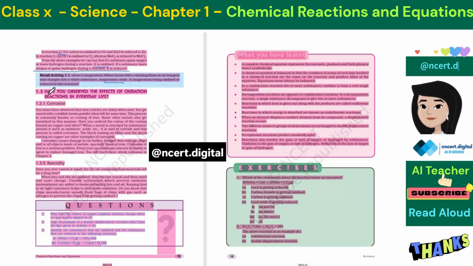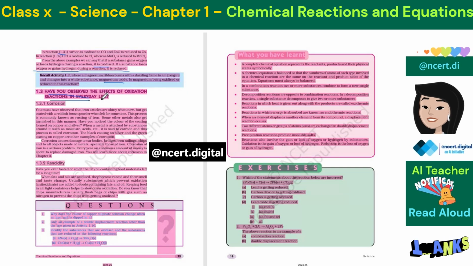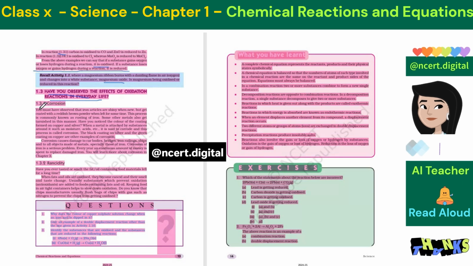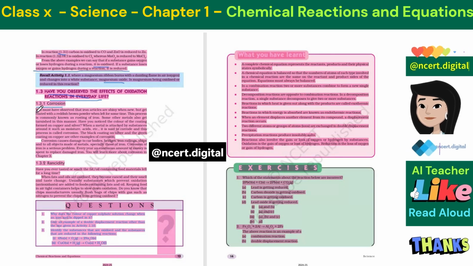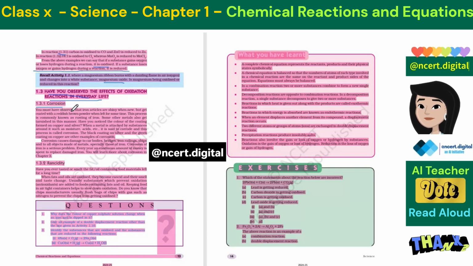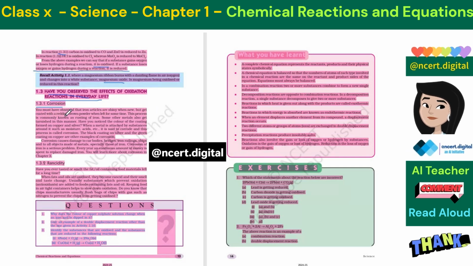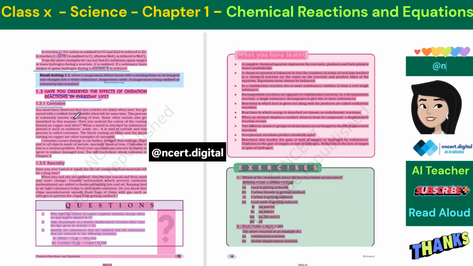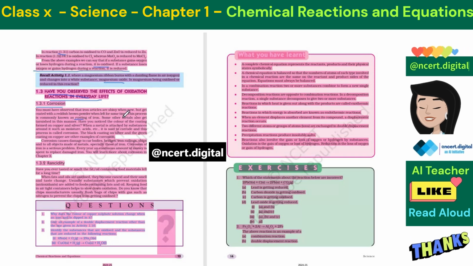1.3 Have you observed the effects of oxidation reactions in everyday life? 1.3.1 Corrosion. Why? You must have observed that iron articles are shiny when new, but get coated with a reddish-brown powder when left for some time. This process is commonly known as rusting of iron.